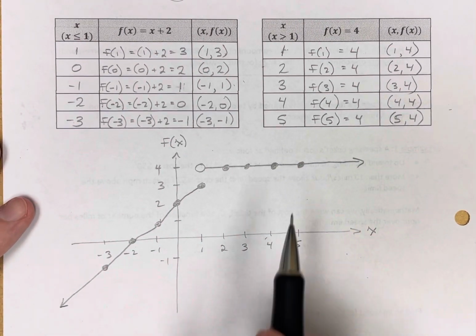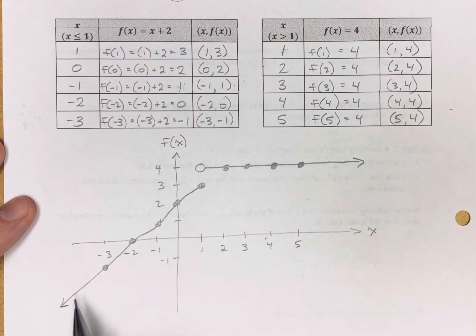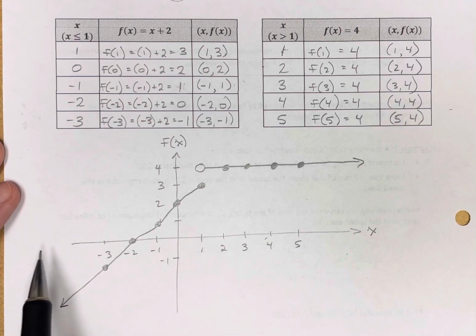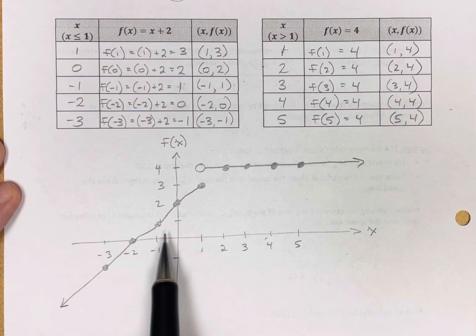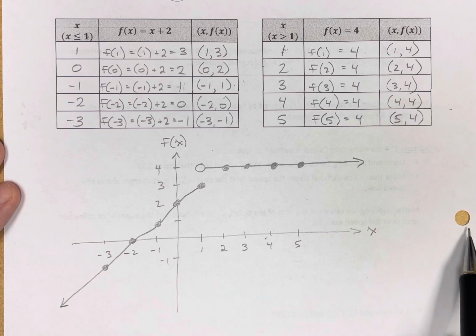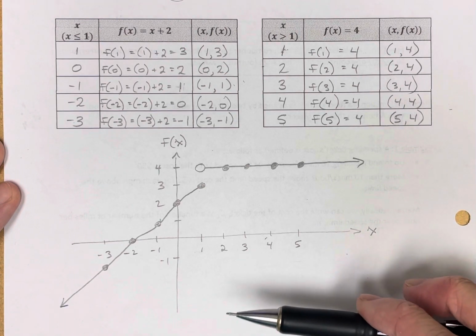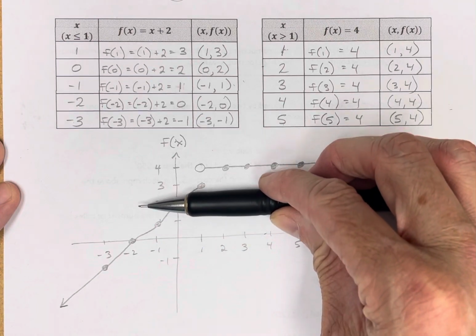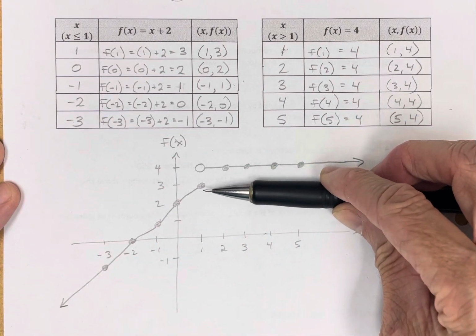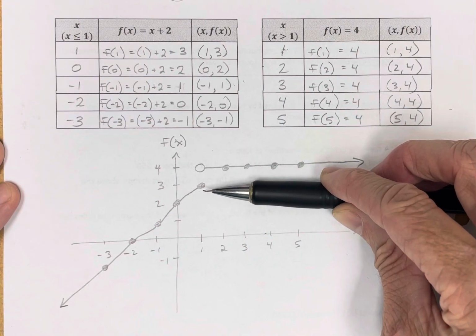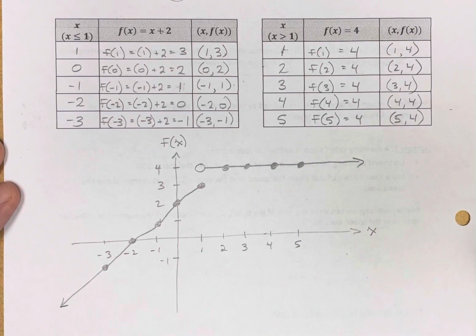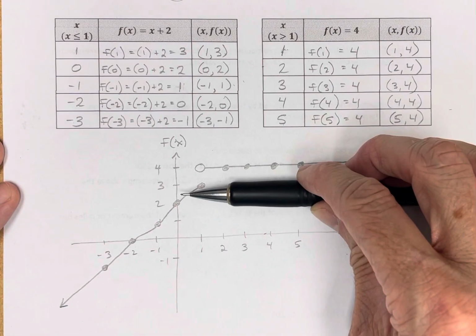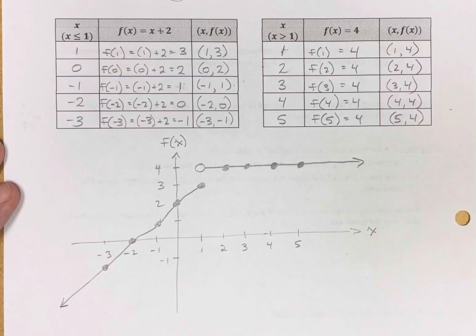And you can see now the two pieces in the graph and how they come together. Notice the domain is all x values, negative infinity to infinity, but the range is different. The range goes from negative infinity to 3, including 3, and then it's 4, only 4. So negative infinity to 3, and 4, is the range.